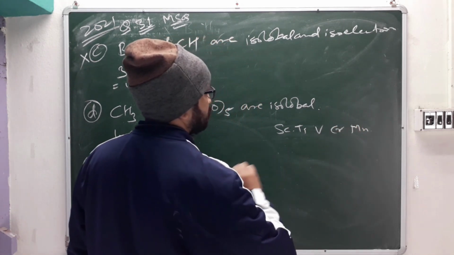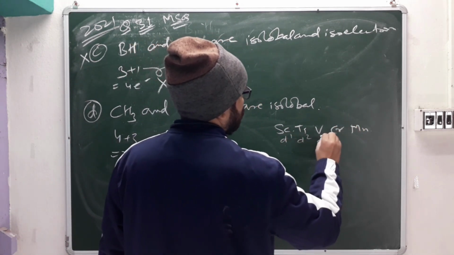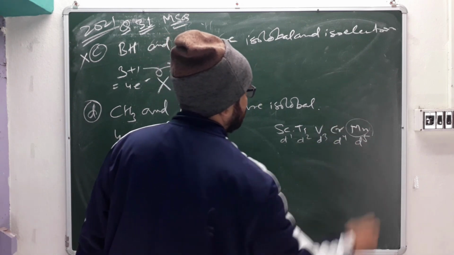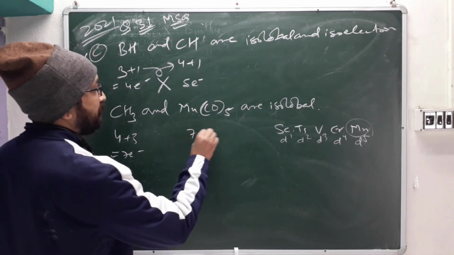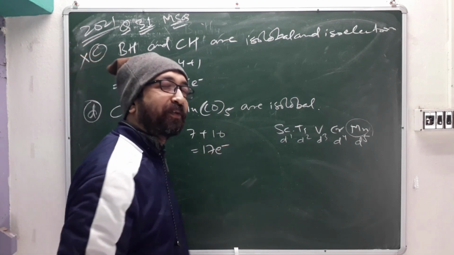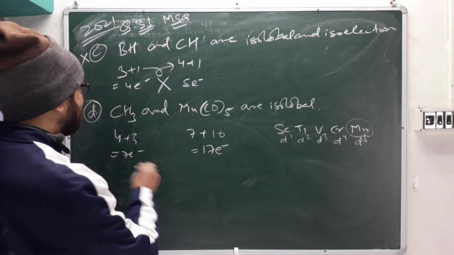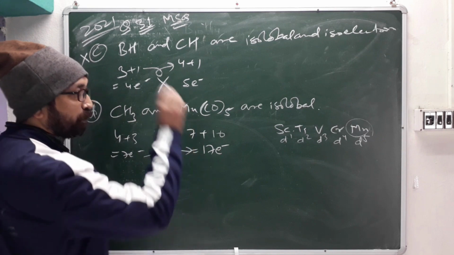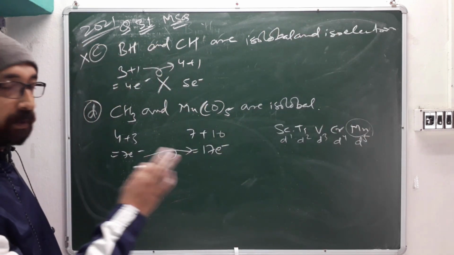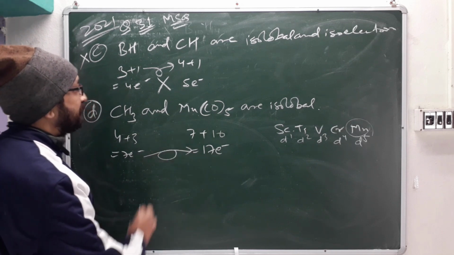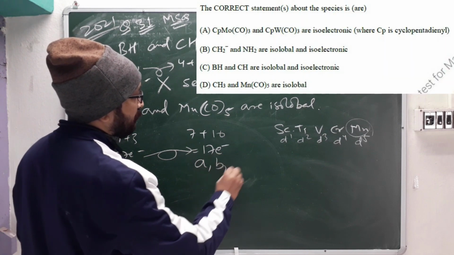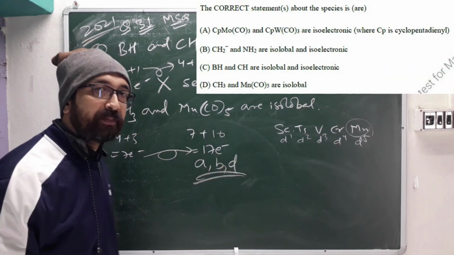Just see, metal in +2 state, d1, d2, d3, d4, d5. Now manganese in zero oxidation state, total 7 electrons will be there. So 7 plus 5 into 2, 10. So how much is it coming? 17 electron. I told you, while solving you will get the smile, right? So 7 electron is isolobal with 17 electron. So D is also correct. So A, B and D. Option A, B and D is your correct option. This is an MSQ type of question.